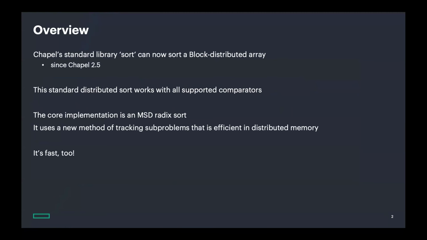I'm going to talk about what those are in a second. The core of it is a most significant digit first radix sort, and I'm also going to tell you what that is. And it uses a new method of tracking subproblems for the MSD radix sort that's efficient for distributed memory. And it's fast, and we'll talk about all of these things. So those are sort of both the bottom line and an overview. So first, we'll talk about radix sort.